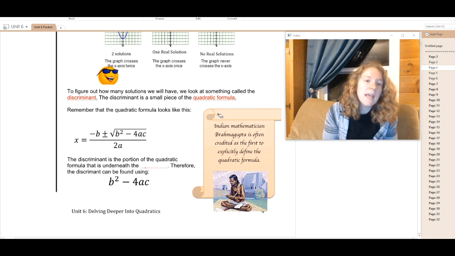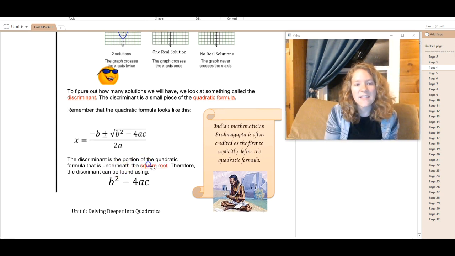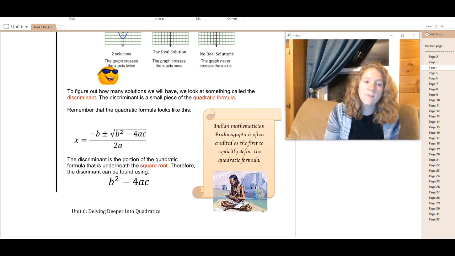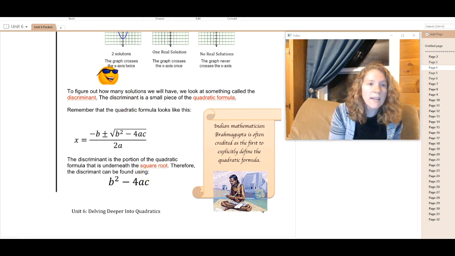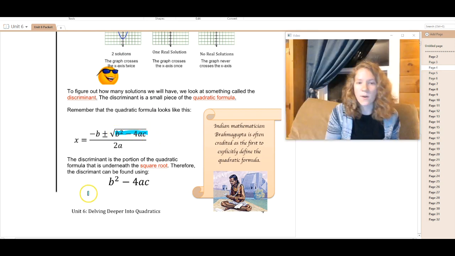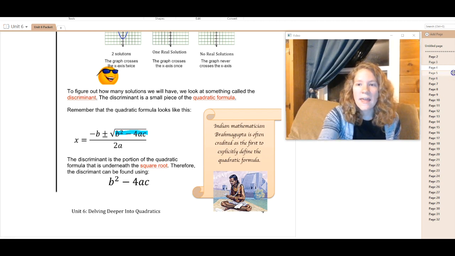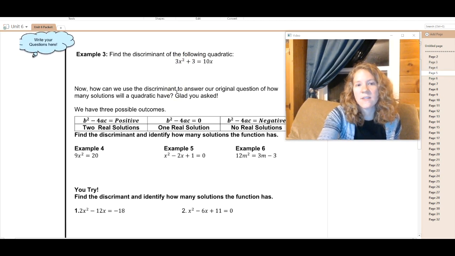So the discriminant is the portion of the quadratic formula that is underneath the square root or underneath the radical sign. Therefore, the discriminant can be found using b squared minus 4ac. So it's just that little bit right here underneath the radical, this b squared minus 4ac. So let me go ahead and show you an example of how this would work.